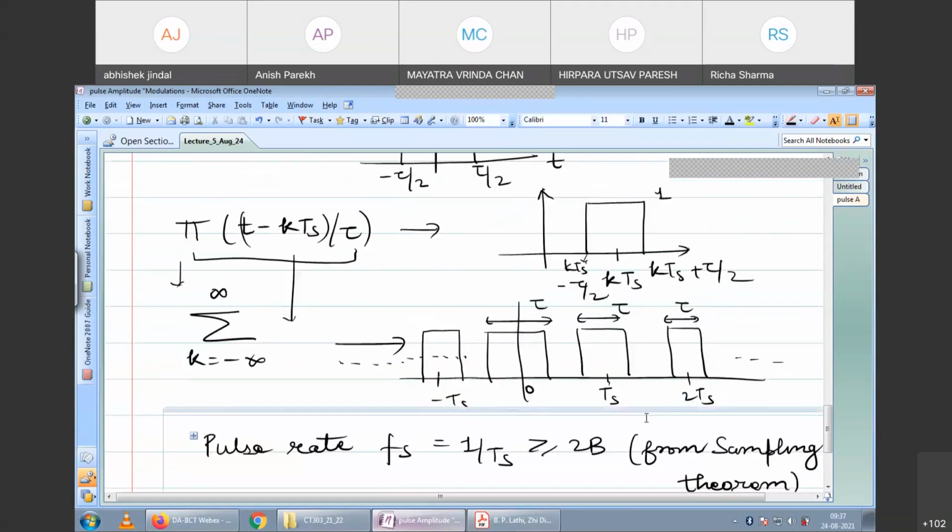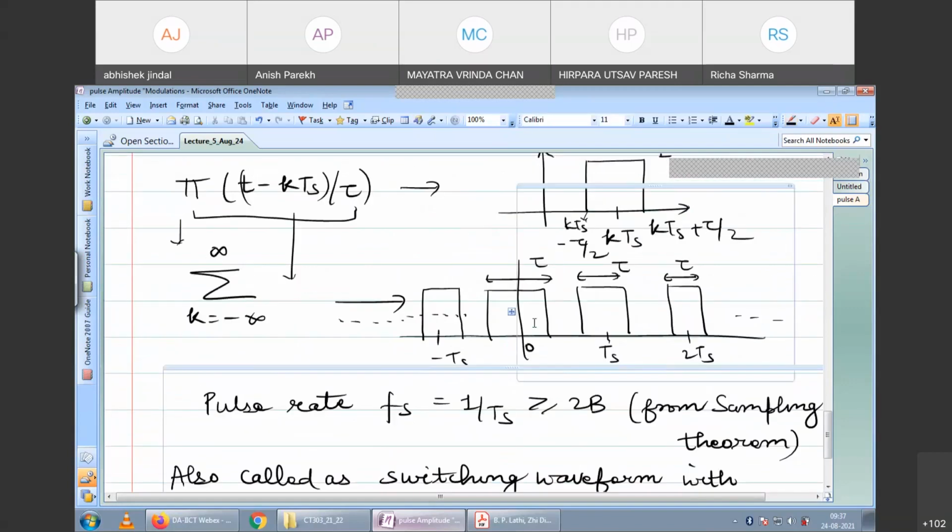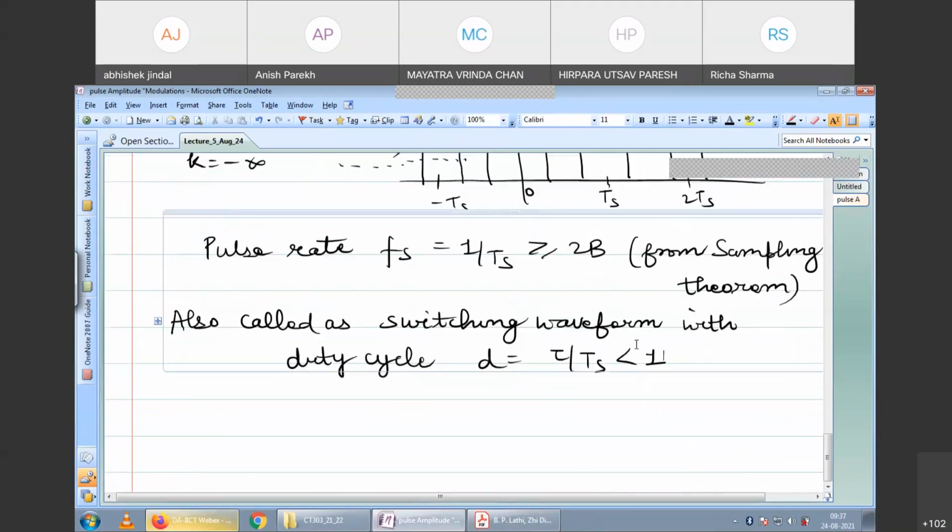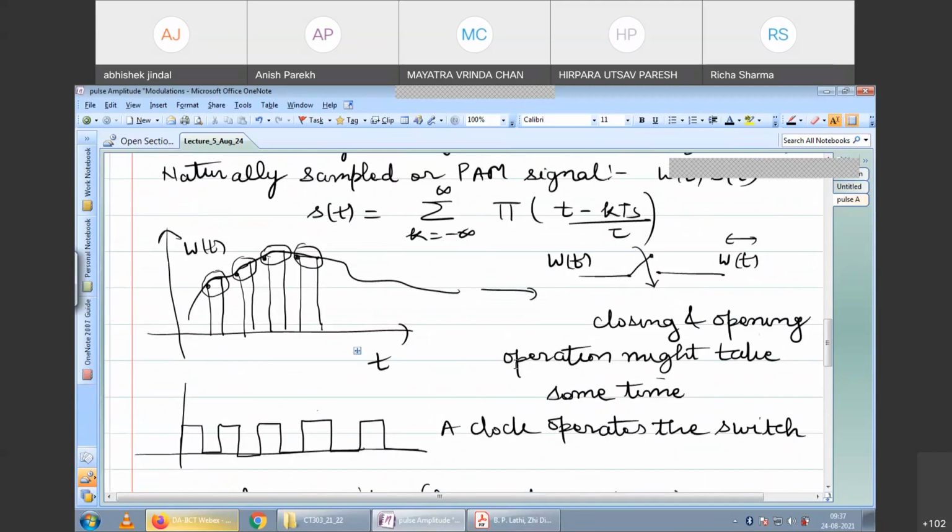Why? Because if this is not less than 1, once you shift it by Ts, both the pulses will interfere with each other. So this tau must be less than Ts. Okay. So I think I have drawn this sample signal. So now with our definitions complete, let me just draw that this is Q of tau. So the time it takes for the switch to remain closed is tau seconds.